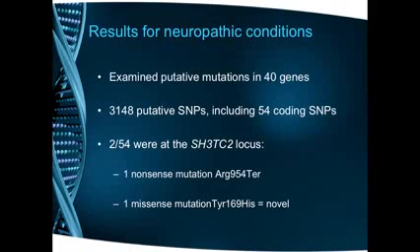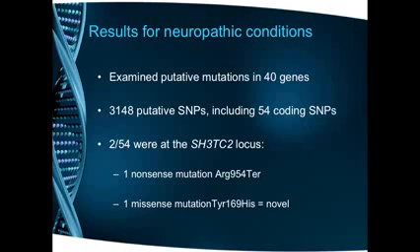So then they focused on the neuropathic conditions, and they examined putative mutations in 40 different genes. They had about 3,000 SNPs. 54 of those were in the coding region, and 2 out of those 54 were at the SH3TC2 locus. One of them was a premature termination, so it leads to a stop codon and probably degradation of the protein, and one was a novel missense mutation. So, that was kind of promising.